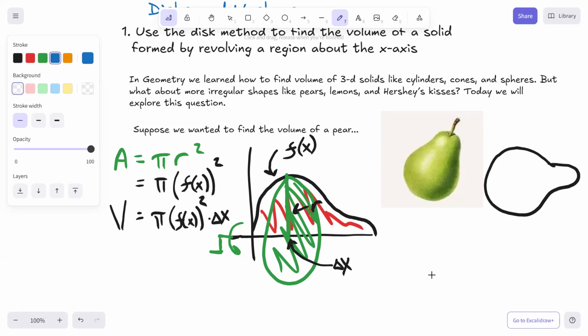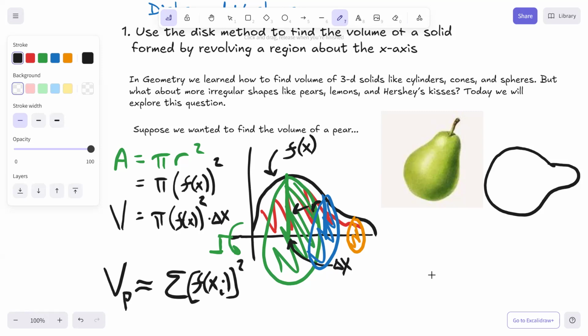If you could imagine, we could take more slices and get the volume of that one, another slice volume of that one, and so forth and so on. And if you get all of those slices' volumes and add them up, you get an approximation for the volume of the pear. So the volume of the pear is approximately the sum of f of x sub i squared delta x times the pi. Now that's going to give you the approximate volume, and we all know what to do. This is a Riemann sum.